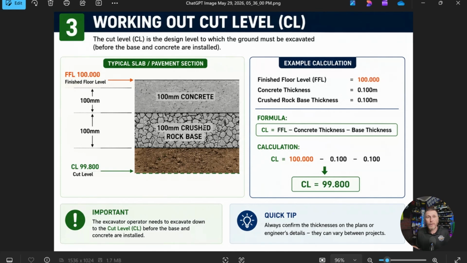Another quick example, when you're using your laser level, put the staff on the TBM. If you're digging down, you go up on the staff. If you're filling, then you go down on the staff. Figure that one out. Now that we know our cut level, let's compare it to the existing ground level.